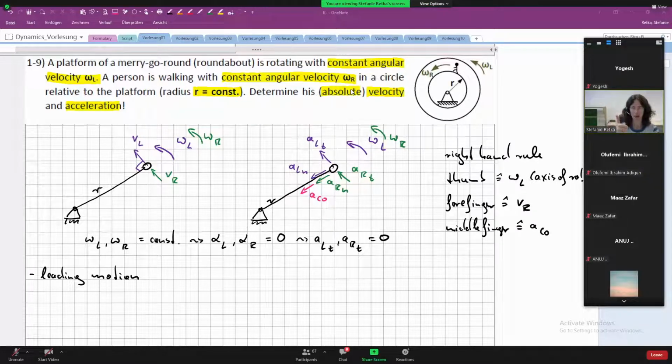Our thumb points upwards. Okay, so you did this in statics to decide whether your force acts positive or negative for the moment that you computed. So in our case, it points upwards. Then your index finger corresponds to the direction of the relative velocity, so perpendicular to the radius in our figure. And then the middle finger gives the direction of the Coriolis acceleration, like this. All three fingers have to be perpendicular to each other, like the coordinate system X, Y, and Z axis.